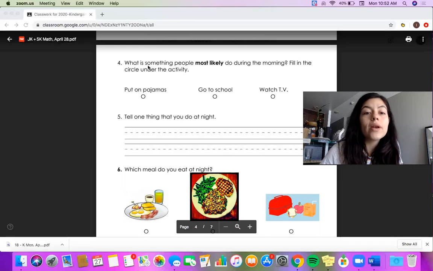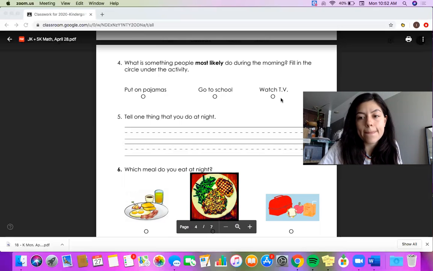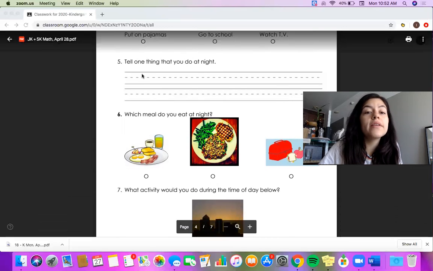Number 4, what is something people most likely do during the morning? Fill in the circle under the activity. Put on pajamas, go to school, or watch TV. Tell one thing that you do at night. So for number 5, you could write a full sentence. At night, I... Write about one thing you do at night. SKs, try to make it a full sentence.